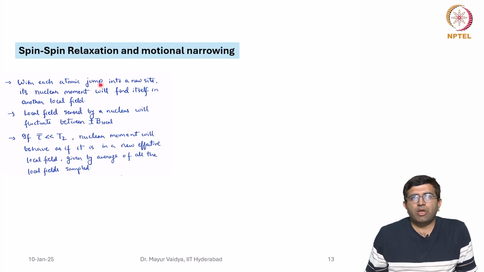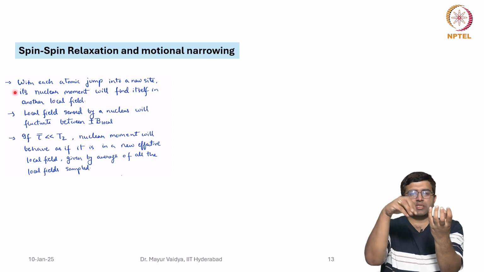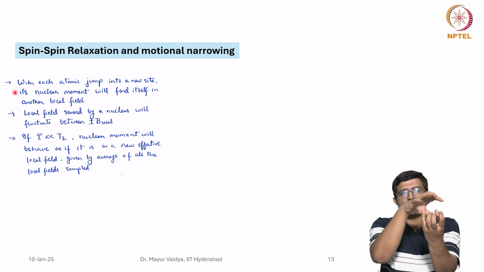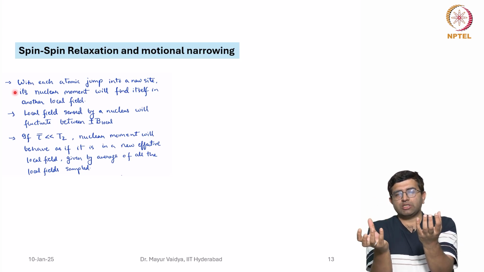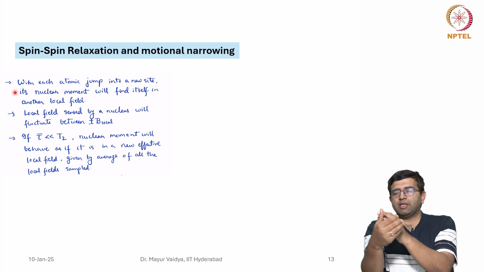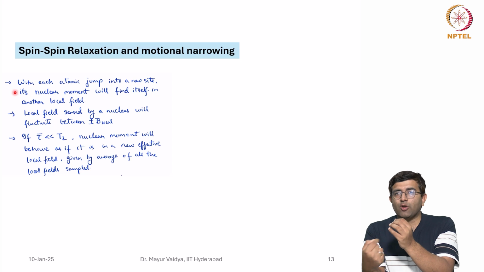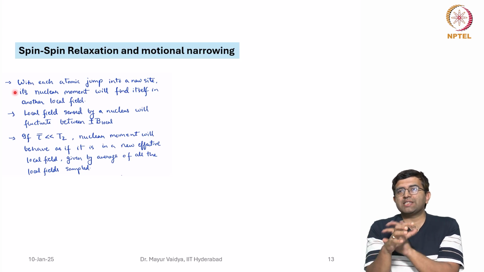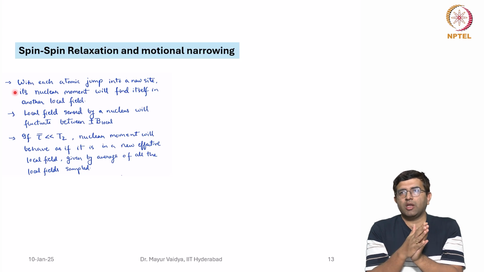Now, with each atomic jump into a new site, its nuclear moment will find itself in another local field. For example, if a nuclear moment is present in one site, it is experiencing a certain magnetic field due to its neighbors. If the same atom changes to another site, its neighborhood will change, and therefore it will find itself in another local field. So, this local field sensed by the nucleus will fluctuate between minus B local and plus B local.